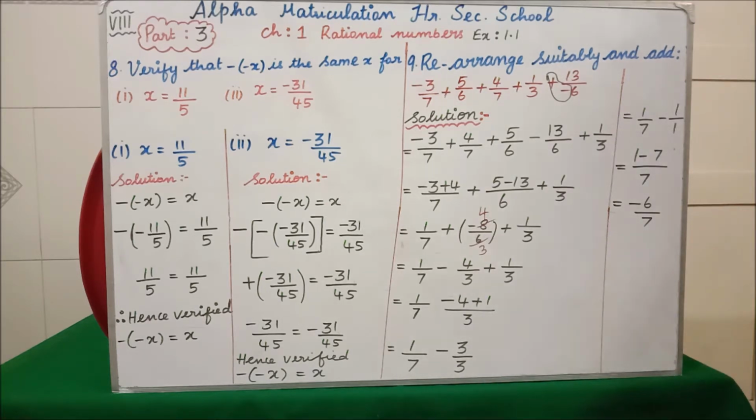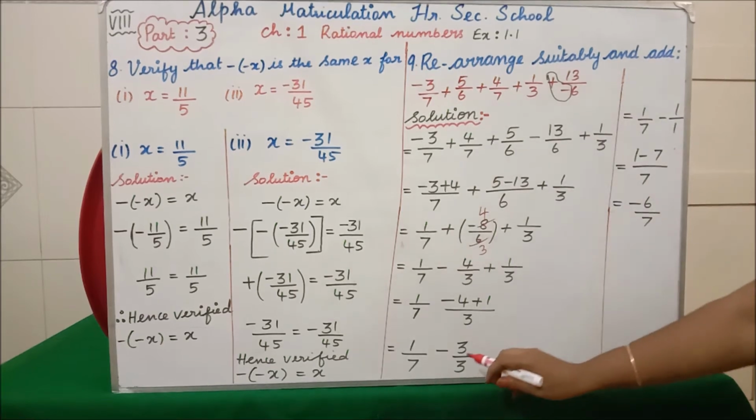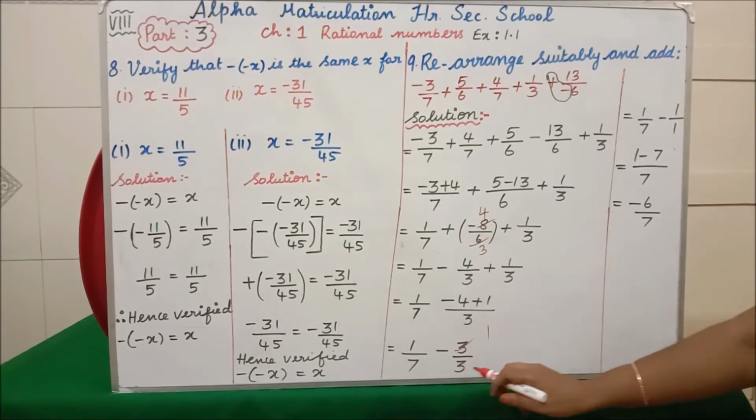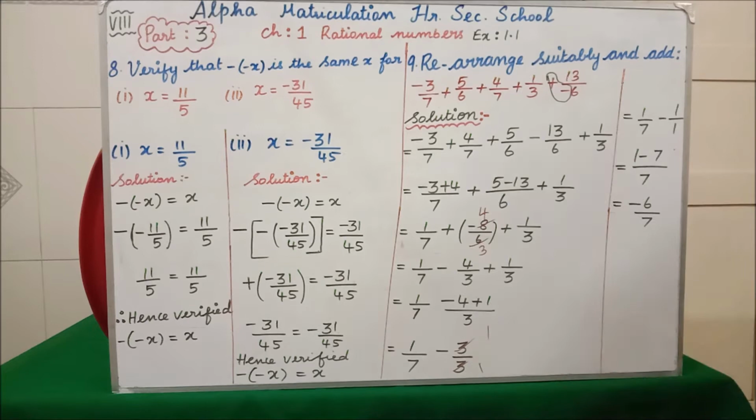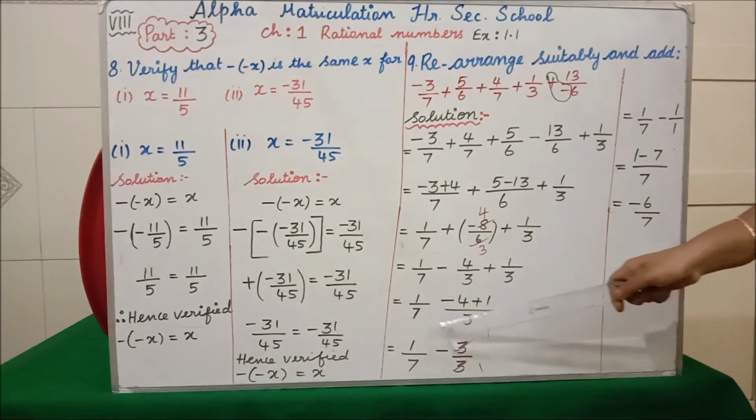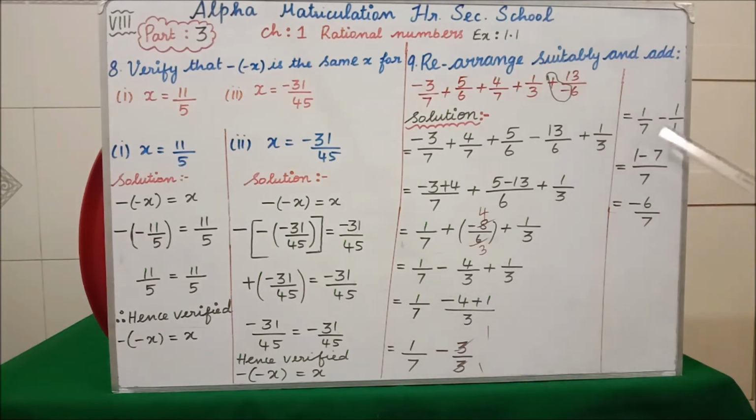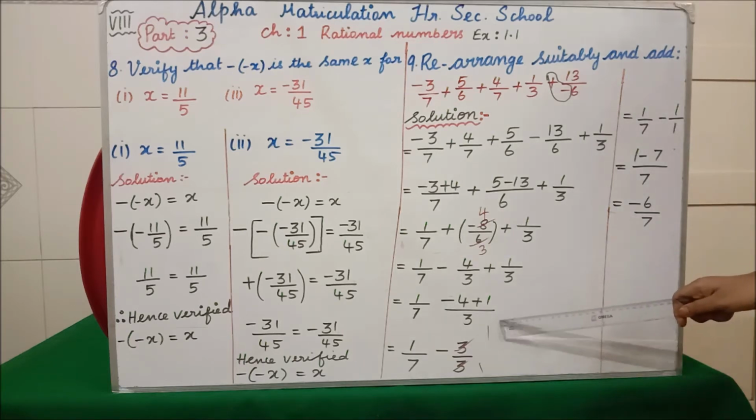Clear? So 3 divided by 3 means what? If we cancel, what we will get? We will get here also 1 and here also 1. 1 3s are 3 and 1 3s are 3. The next step, since I don't have space here, I am writing here. Here 1 by 7 as such I am writing. Minus, after cancelling both numerator and denominator, I have got 1 by 1.